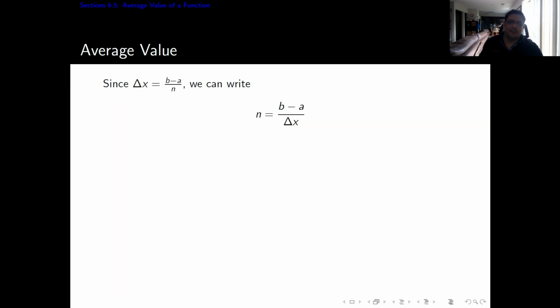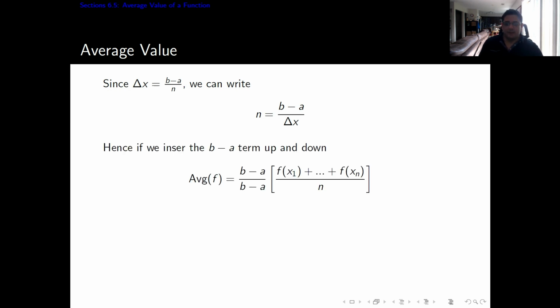But now let's see how we relate this to integrals. So if delta x, which is how we split the intervals, is set to be b minus a over n, then we can also write n as b minus a over delta x. And why is that going to be relevant? Well, because in that way, I can introduce the average in terms of the integration.